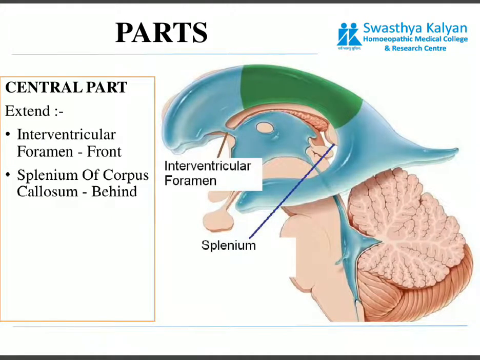Now, one by one, we will discuss its parts in detail. The central part of the body extends anatomically from the interventricular foramen in front to the splenium of the corpus callosum behind. This is the interventricular foramen. This is the splenium of the corpus callosum. So this portion from end to end is the central part of the body of the lateral ventricle. The corpus callosum consists of commissural fibers. They connect the two cerebral hemispheres. They are white matter fibers.